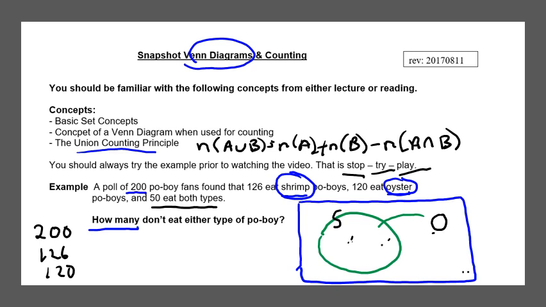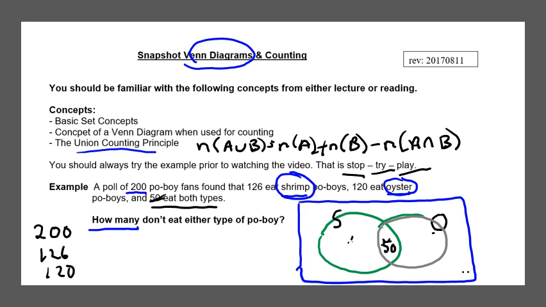I just erased that, sorry. Again, this is unedited, and I have an erase button on here. But anyway, we know where the 50 people belong. They belong right there because they eat both. And if they eat both, they have to be in the shrimp circle. They also have to be in the oyster circle. So now I've taken care of the 50.